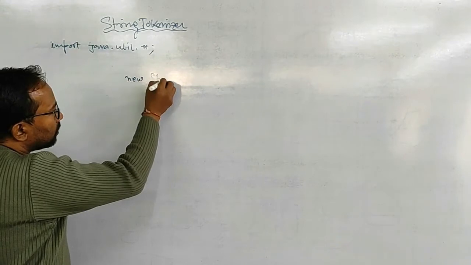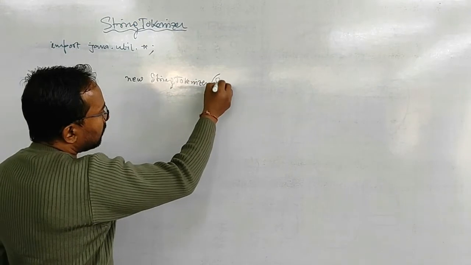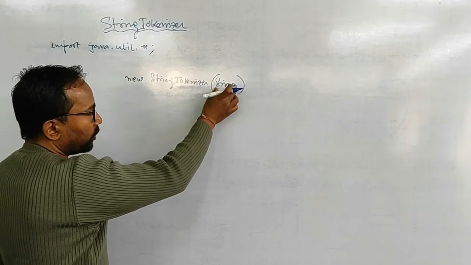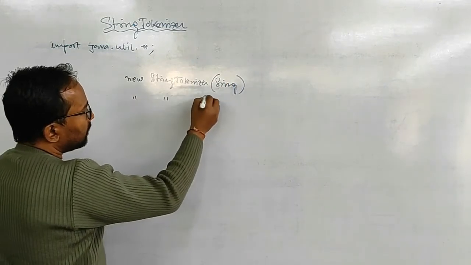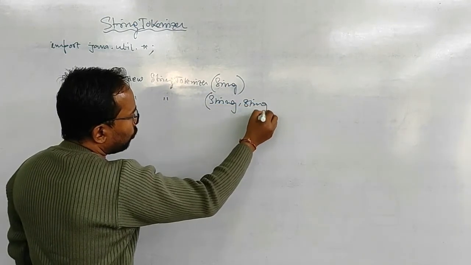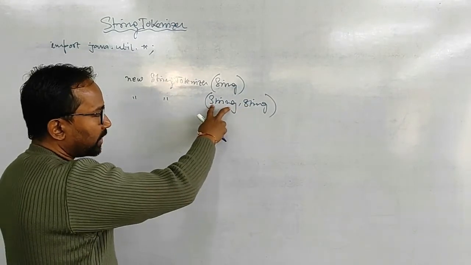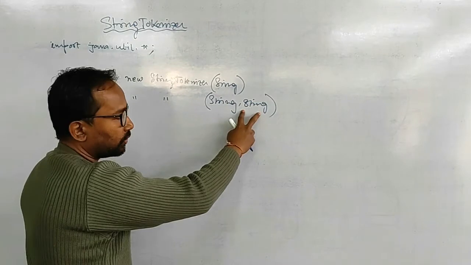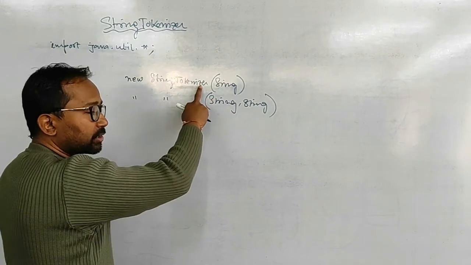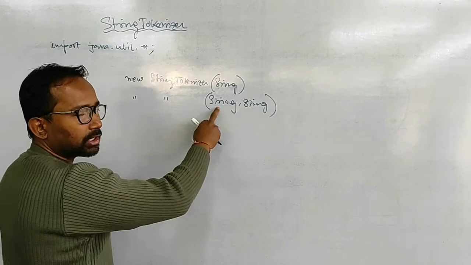New StringTokenizer, single parameterized constructor, to pass the string to be pointed, and next, new StringTokenizer, two parameterized constructor. The two parameterized constructor will take the first string to be pointed and the second string will be the delimiter for the tokens. Okay. So any one we can use. We will use this one when we need space as the default delimiter, but if we give any other delimiter other than space, we have to use this constructor to create the object.